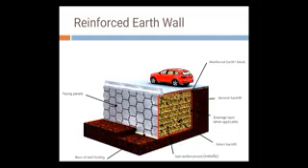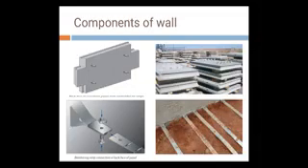Okay, so this picture will give you the whole idea of that reinforced earth wall. Now what are the components we have to see? There is the first picture, that is a panel of the wall. At that panel there are four connections where we can attach the strips.